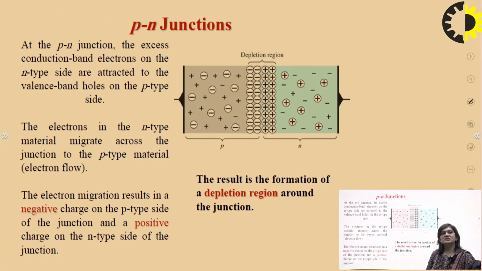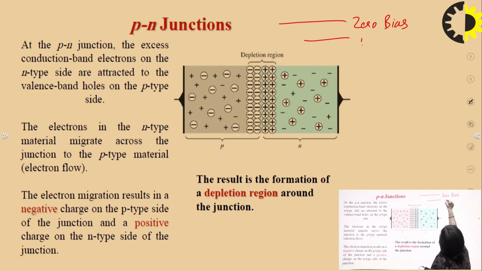So the PN junction diode. We can understand this PN junction diode in three modes. First is the zero bias condition, and second one is the forward bias, and third one is the reverse bias.